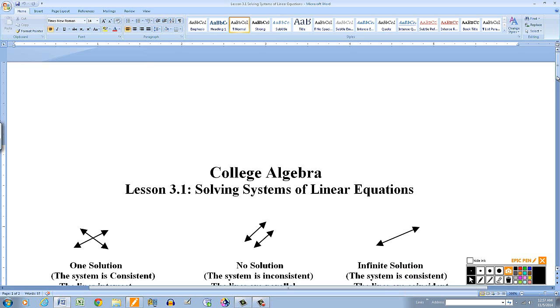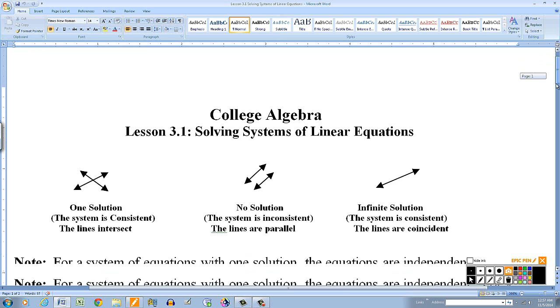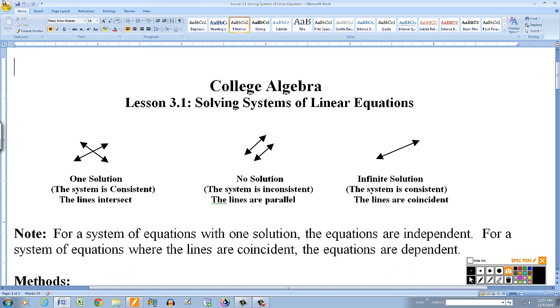And the scenarios that you could have when you graph two lines: the lines can either intersect at one point, like I have in this first diagram here. So in that case, we'll have one solution. We say the system is consistent, and of course the lines intersect. If the lines are parallel, there's no intersection point, so there's no solution. We say the system is inconsistent.